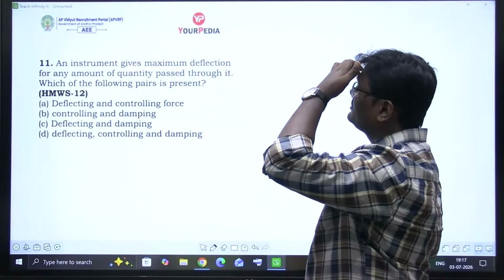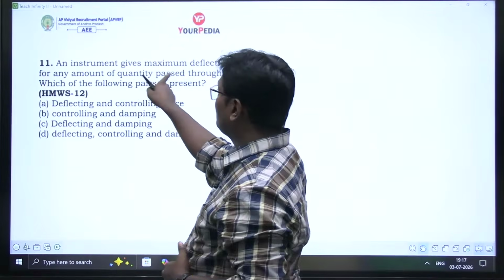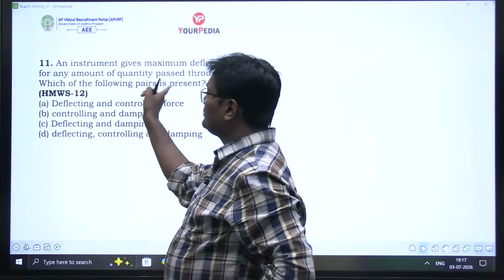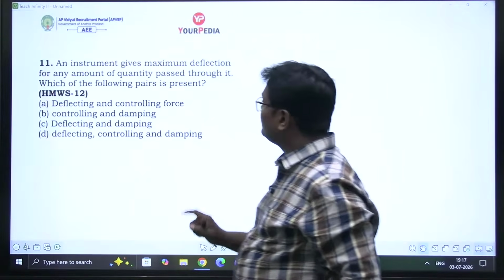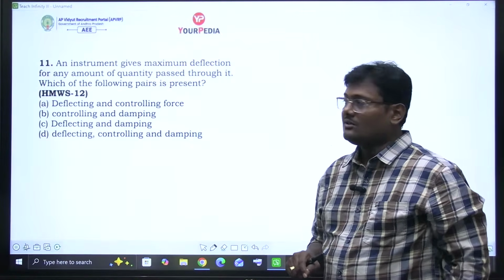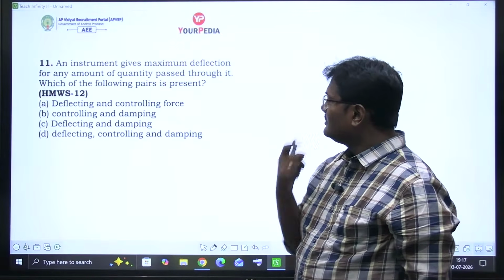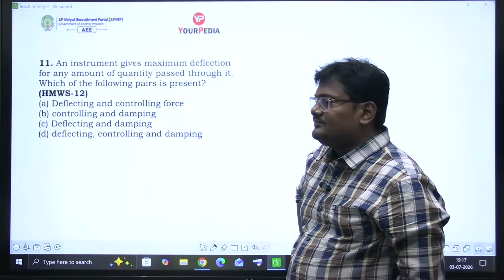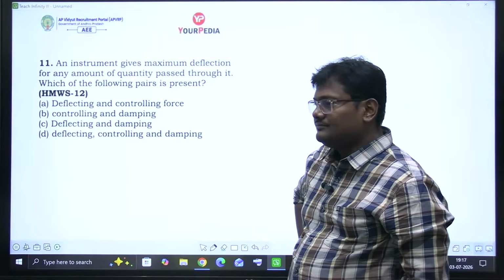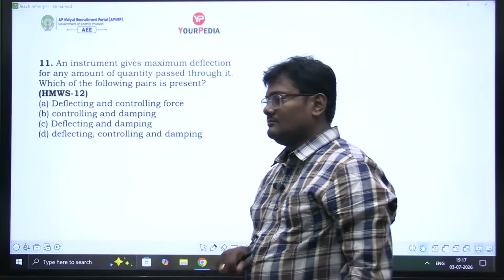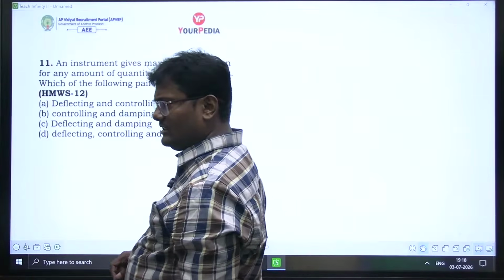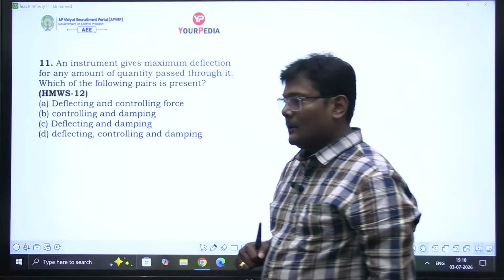An instrument gives the maximum deflection for any amount of quantity passed through it. Which one of the following pairs is present? A, deflecting and controlling torque.